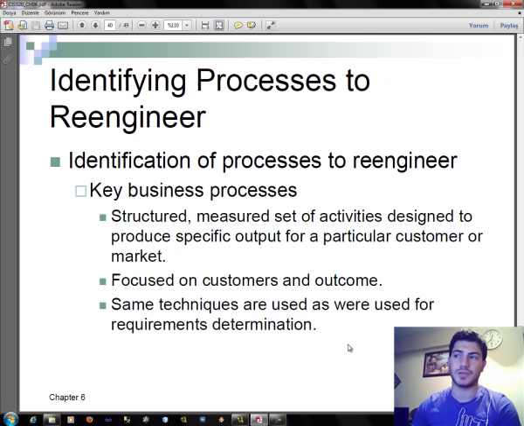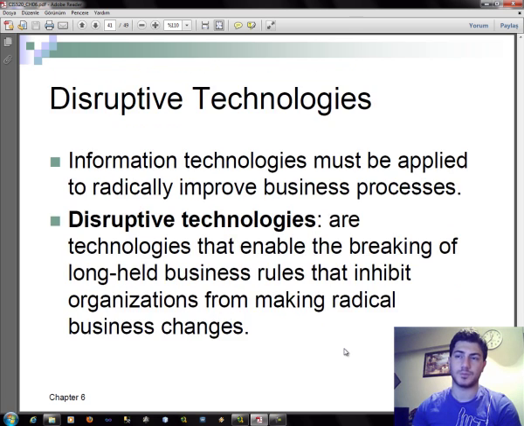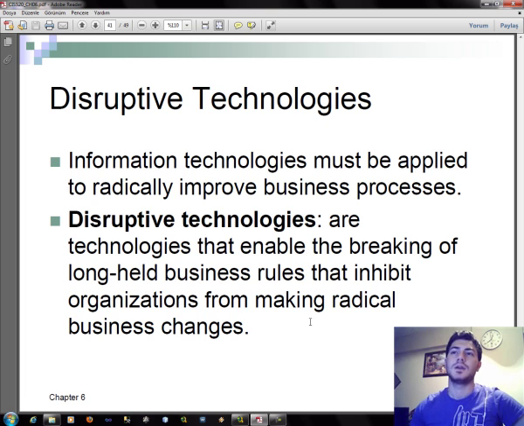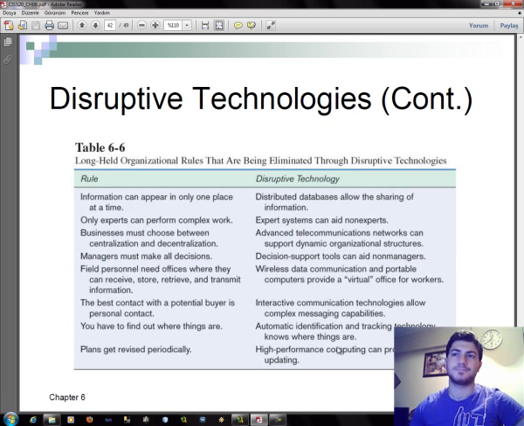Identification of processes to reengineer. Key business processes: there are three parts. First, a structured, measured set of activities designed to produce specific output for a particular customer or market, focused on customers and outcome. The same techniques were used for requirements determination. Disruptive technologies: information technologies must be applied to radically improve business processes. Disruptive technologies are technologies that enable the breaking of long-held business rules that inhibit organizations from making radical business changes.